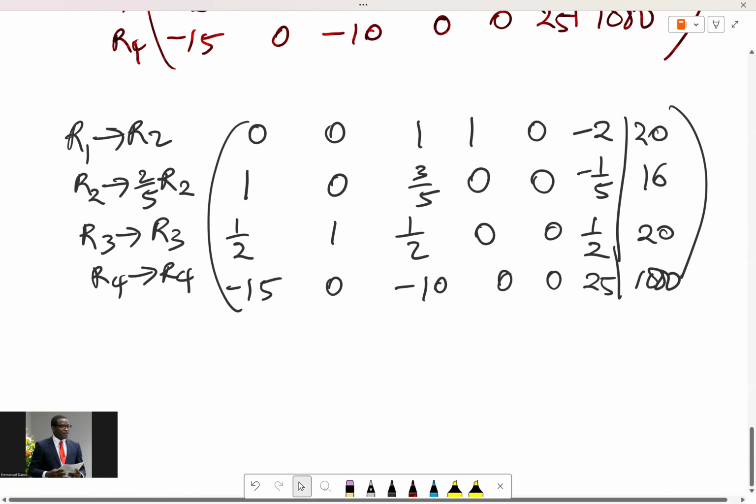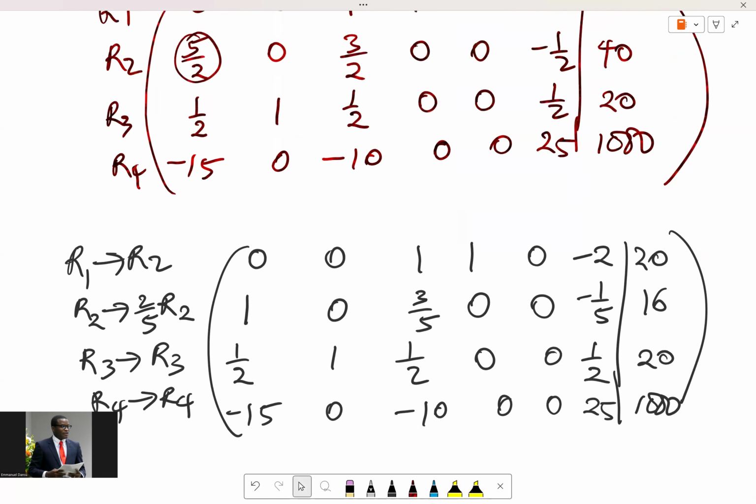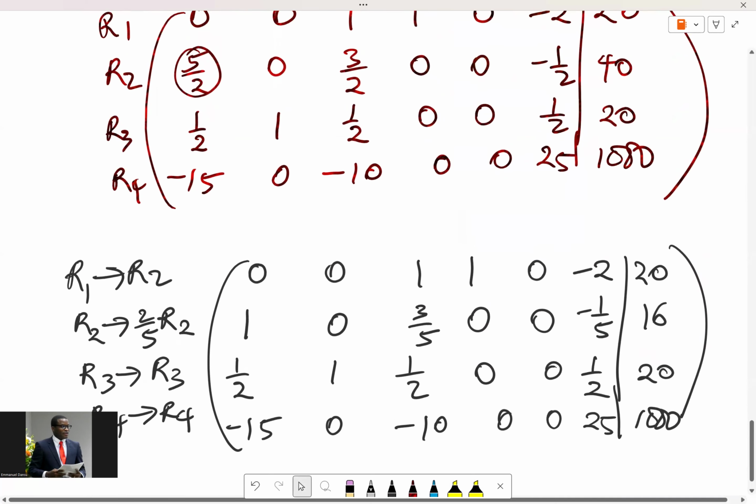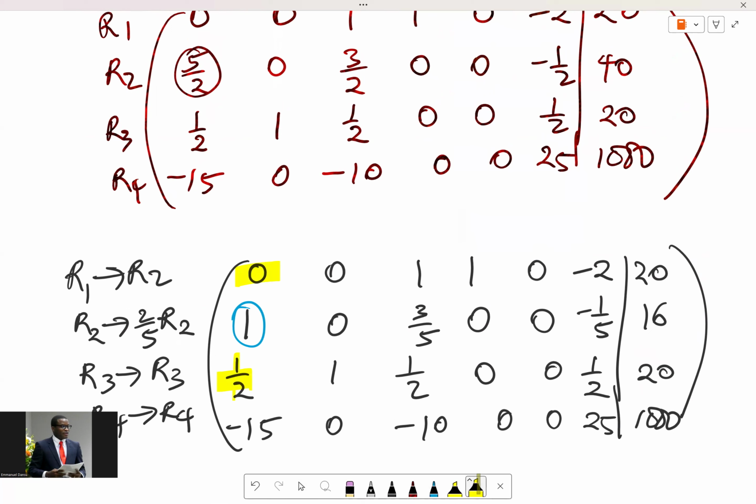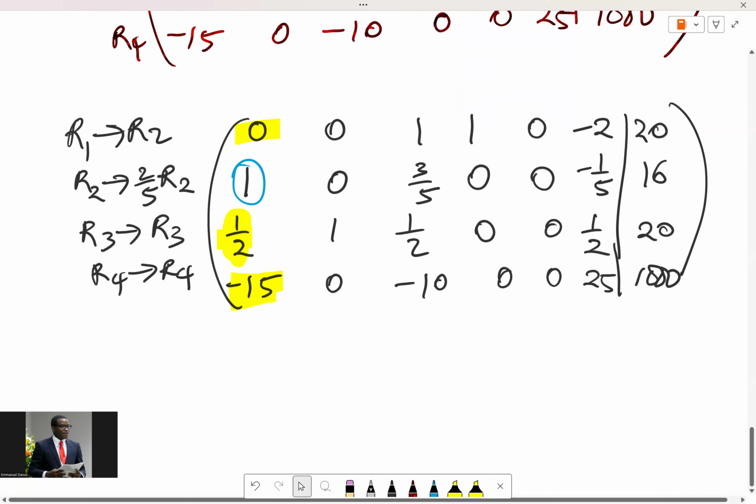So the last thing now we need to make, so again, what's our pivot? Our pivot is 5 over 2. So this is our pivot. Okay. Since that is our pivot, it means that this is already 0. So this has to be 0 also. And these two will have to be 0. So we have to find a way of making all those 0. So that's the next thing to execute.